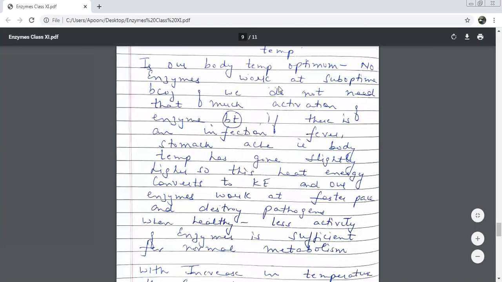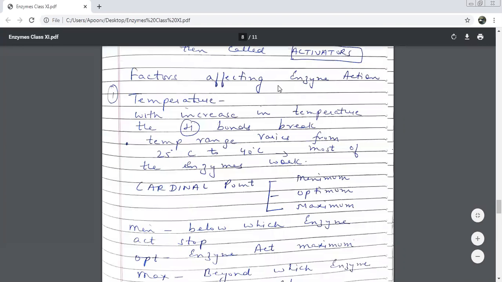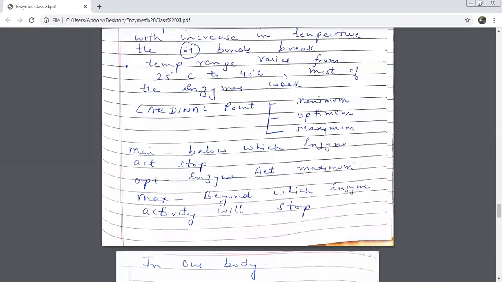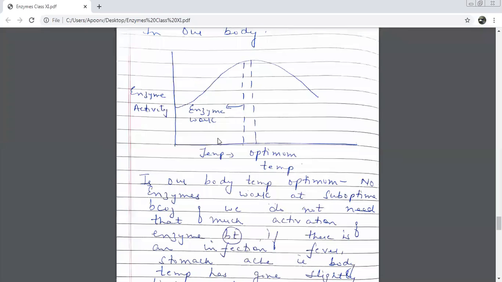Our body temperature, we saw this. Let me start from here. We had three: minimum, optimum, maximum cardinal points. In our body, the enzymes, do they work at suboptima or optima? Suboptimal. Okay. So why don't they work at optima conditions? Because our body doesn't need that much activation of enzyme.